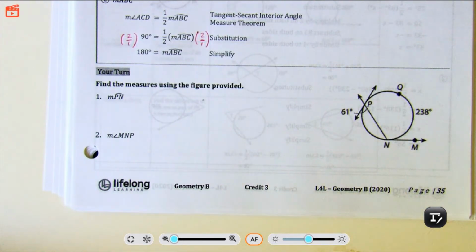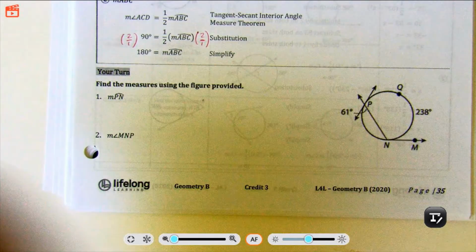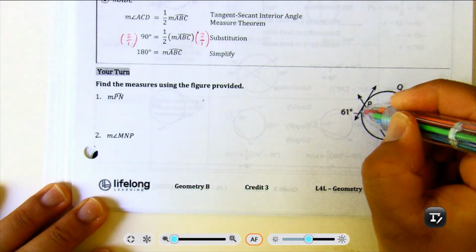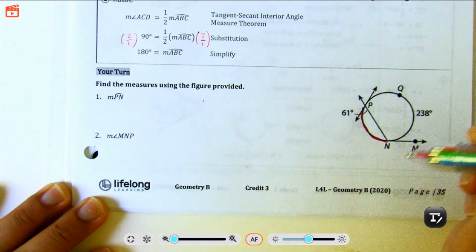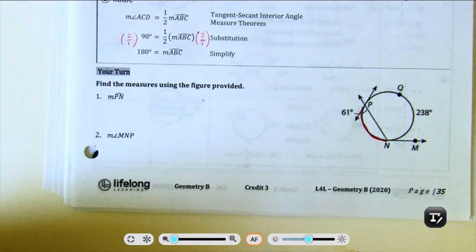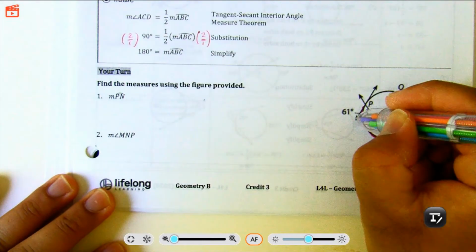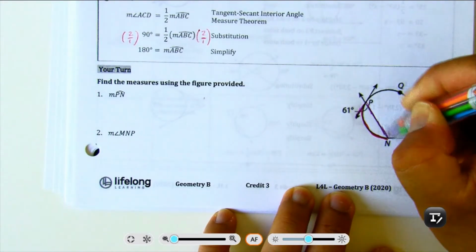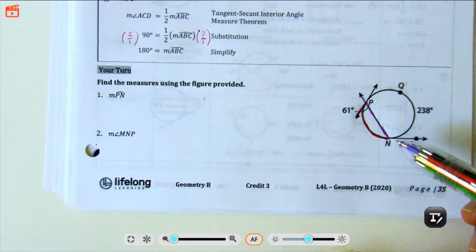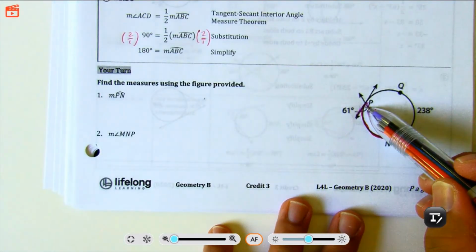I'm just going to highlight that red. What forms that arc? We're trying to find out what angle forms that arc. And that is this, I don't know if you guys can see it in purple. So angle P forms arc PN. So let me write that formula for you guys.